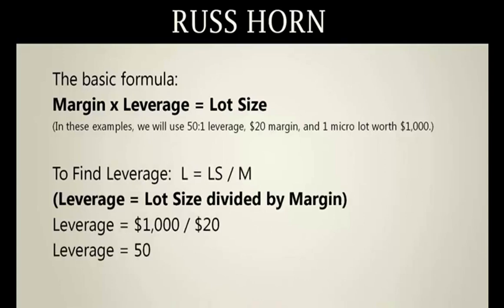And then finally, in order to find leverage, again, we're going to use that margin times leverage equals lot size formula and change it around in order to isolate the leverage. Leverage is going to equal lot size divided by margin. So the leverage is going to equal the lot size, which is 1,000, divided by the margin, which is $20. 1,000 divided by 20 gives us 50. So we know the leverage is 50 to 1.